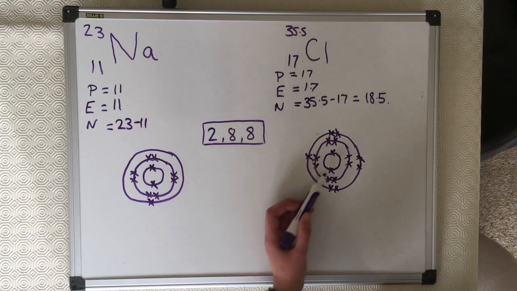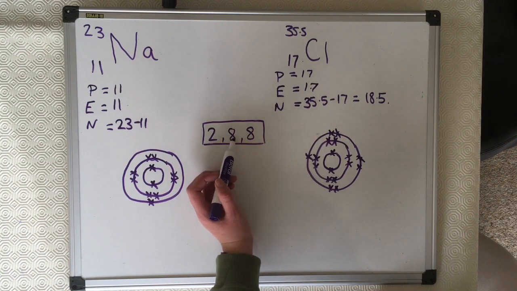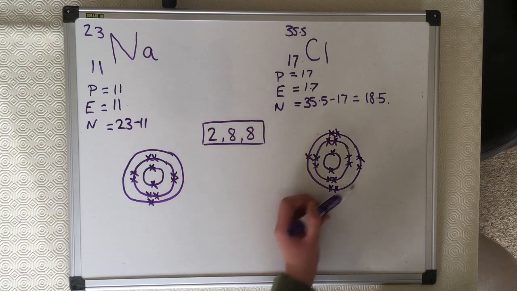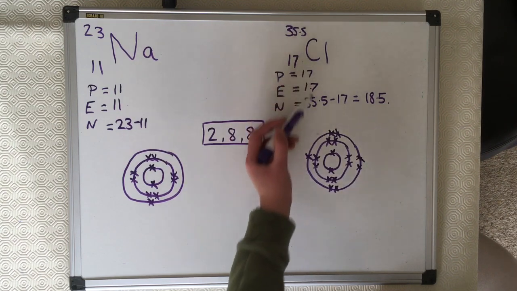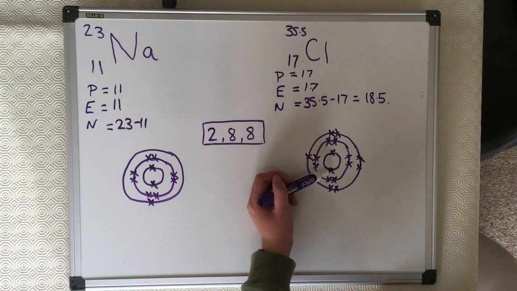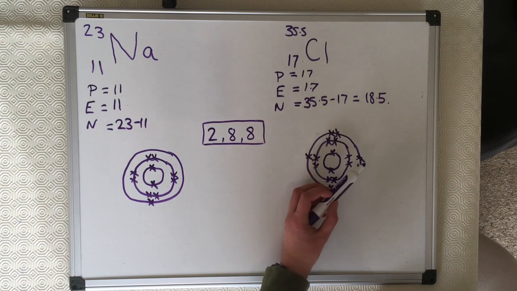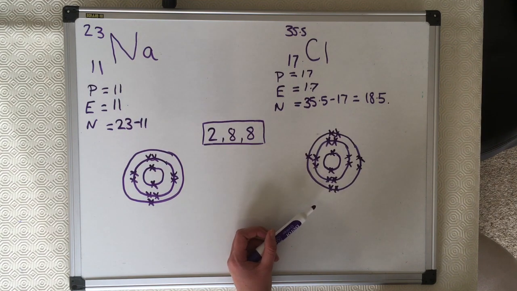So just to check, 2 in the first shell matches the rule, 8 in the next shell matches the rule, and we've only got 7, so we've not even maxed out the number of electrons in that outer shell. Just checking it matches with the fact chlorine's got 17 electrons: 2, 4, 6, 8, 10, 12, 14, 16, 17.